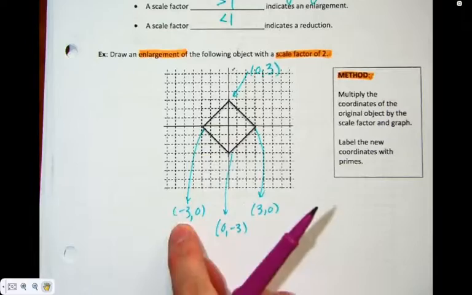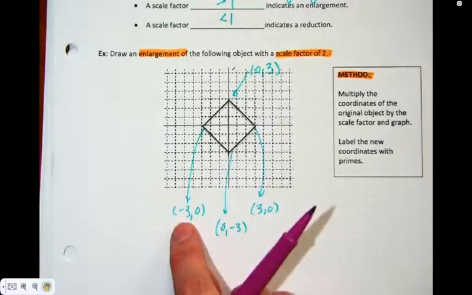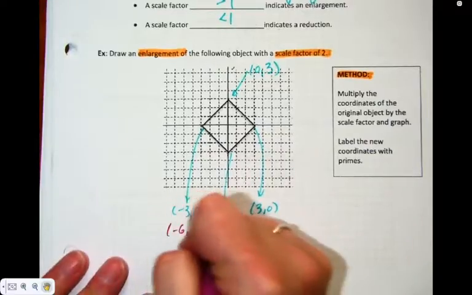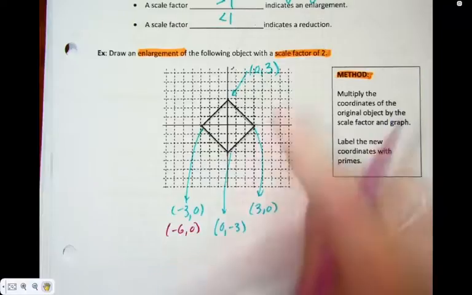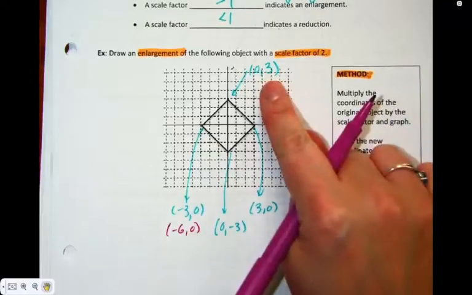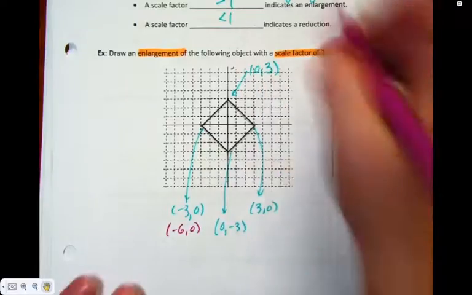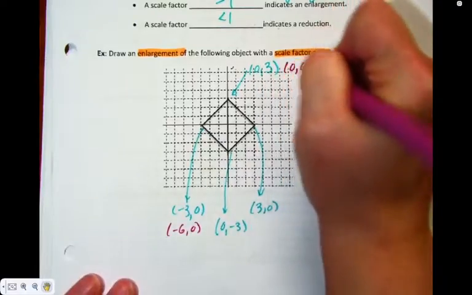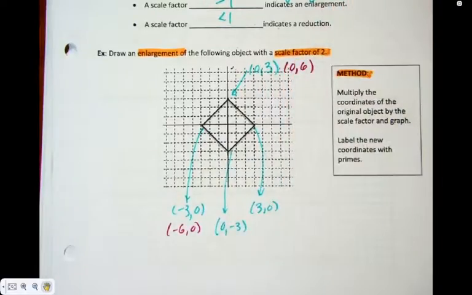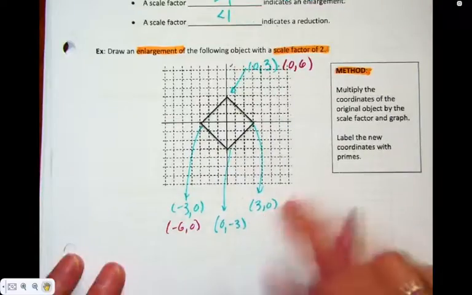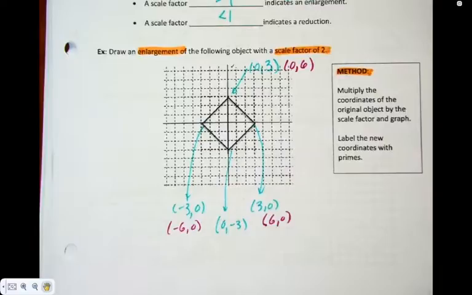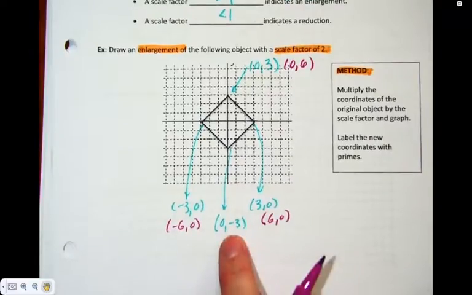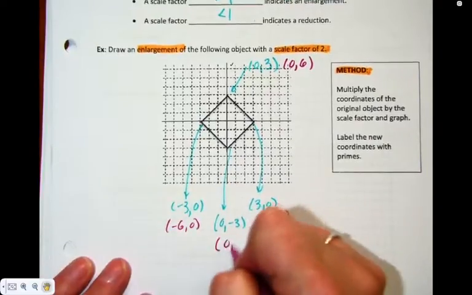So going back to the left, if it's negative 3, 0, and I times each of those by 2, what does the new coordinate become? Negative 6, 0. The one on the top, 0, 3. If I multiply each of those by 2, what do the new coordinates become? 0, 6. The one on the right, 3, 0 becomes? And the bottom, 0, negative 3 becomes?